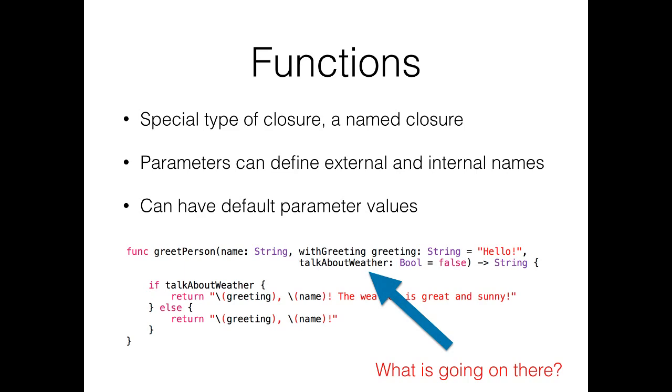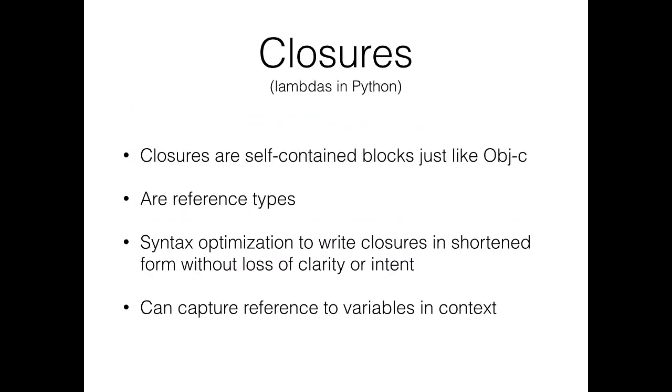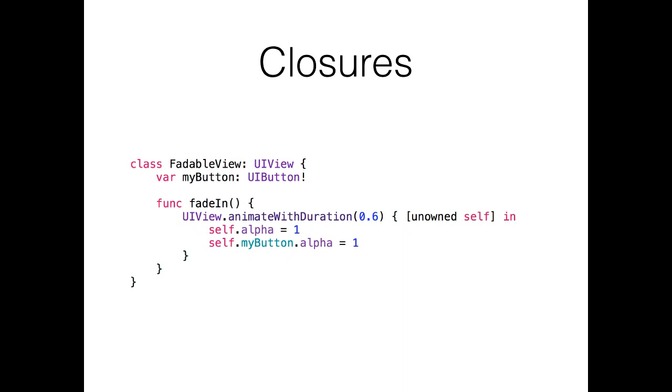I have a question. Can you go back to the first slide for closures? Or the second one, where you have that unowned self? Can you explain that again? It doesn't make any sense. You can write self.alpha without unowned self, but I think it will be a compile time error. The reason for this is that you are in another scope. You are inside the closure, but you are not inside the class FadeableView.